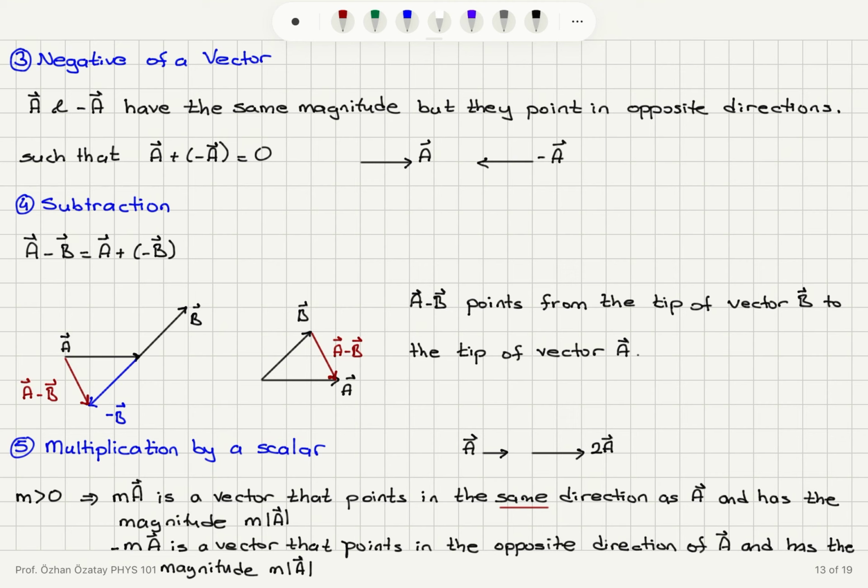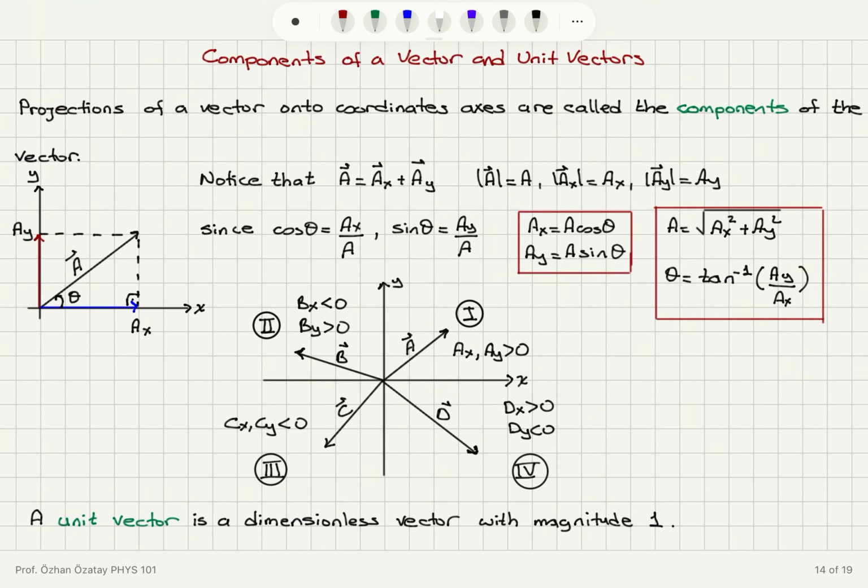Subtraction, we go from the tip of the second vector to the tip of the first vector. Multiplication by a scalar, we just look at the direction. If it's a positive scalar, then it's going to be m times the vector in the same direction. If it's negative, then we have to change the direction. It will be in the opposite direction.